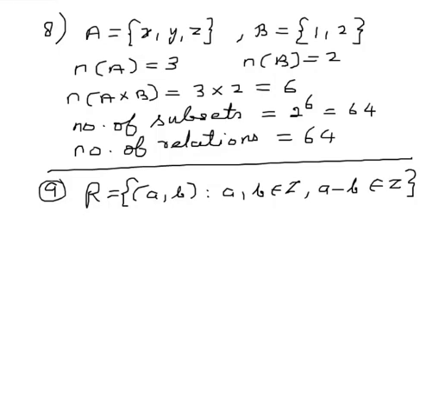All possible combinations will be there. Now we have to write the domain and the range. a can take any integral value, any integer it can take. So it is Z. Range. The element b also can take any integral value. Therefore that is also Z.